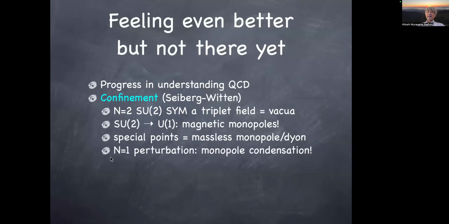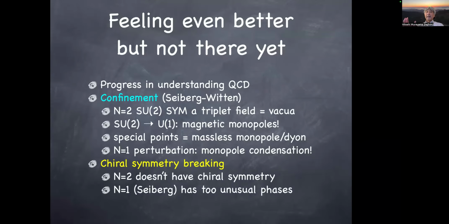But it doesn't quite satisfy our needs because here you don't have any matter fields. It's all gauge multiplet. In order to talk about chiral symmetry breaking, you need to bring in matter fields. But because this N=2 theory is a really highly spherical cow, it turns out that it doesn't have chiral symmetry to speak of. So it actually doesn't help us to understand the mechanism of chiral symmetry breaking.